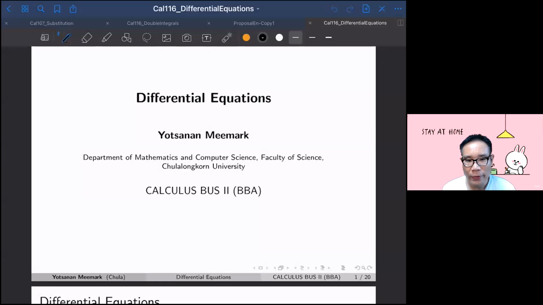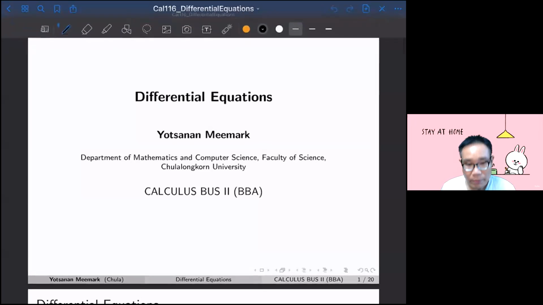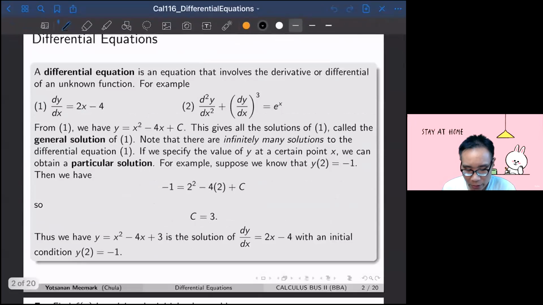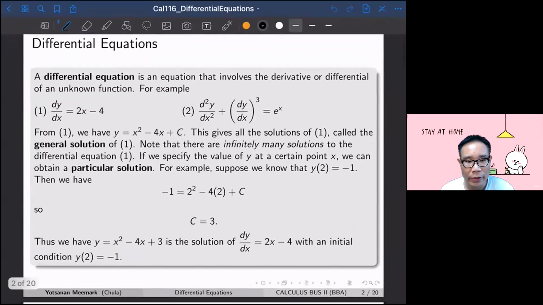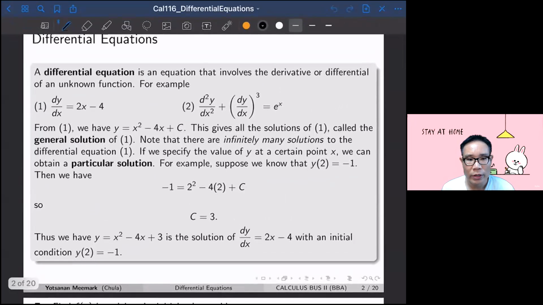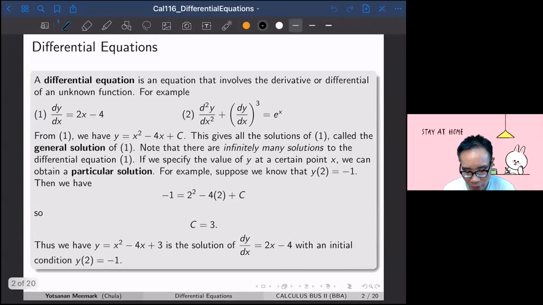In this video, we're going to talk about differential equations. The differential equations that we're going to study will turn out to be just first order ones. Okay, so let's begin by introducing the meaning of a differential equation. A differential equation is an equation that involves the derivative or differential of an unknown function.